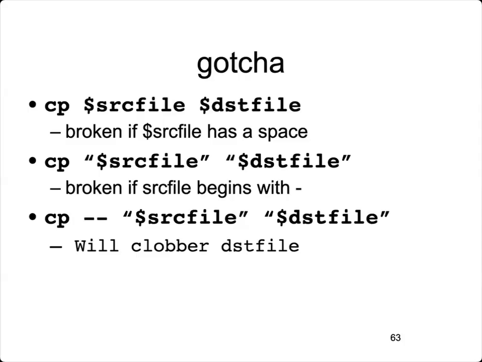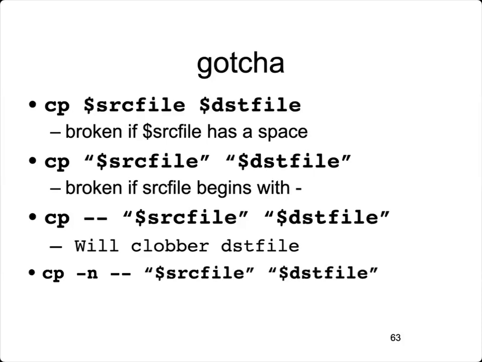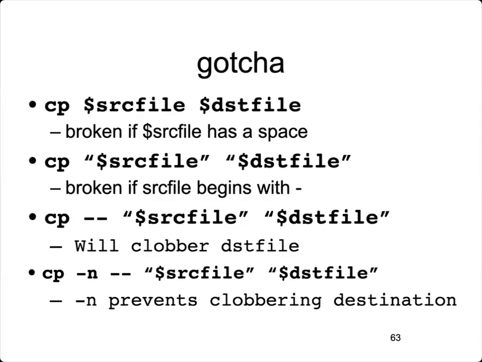Yeah, right. Well, there's a fourth item here. So the no clobber feature in Bash, copy doesn't know about that. So if you're worried about clobbering something, or you think the destination doesn't exist and you just want to force that, you can add the -n on the copy command to prevent clobbering the destination.